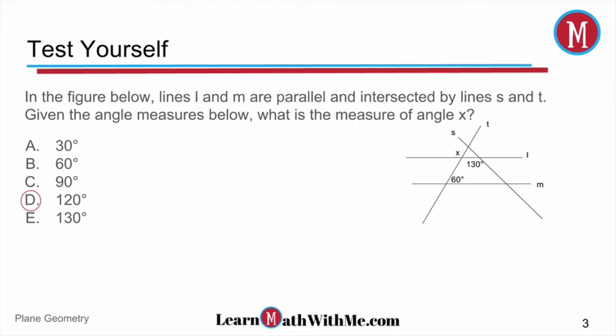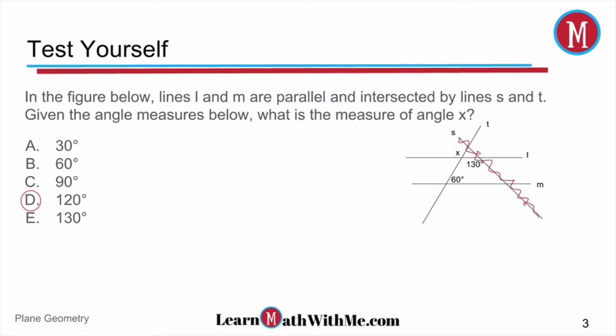Let's take a look. In the figure below, lines L and M are parallel and intersected by lines S and T. Given the angle measures below, what is the measure of angle X? So first of all, what you should recognize when you see this figure below, when we're looking for angle X, line S does not help us in finding angle X. So I'm sort of going to just put it out of my mind and look at it as if it was not even there. It's extra information, and you'll find that there is extra information on several of the questions that you encounter.